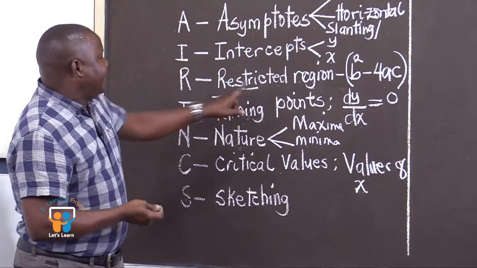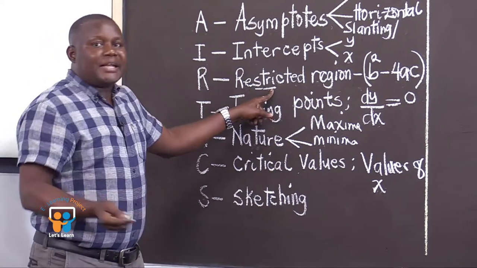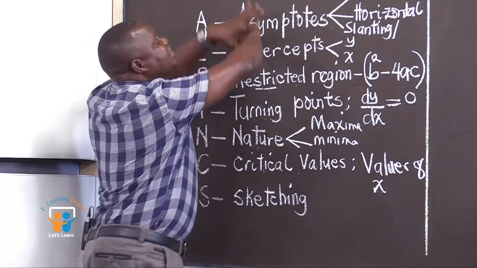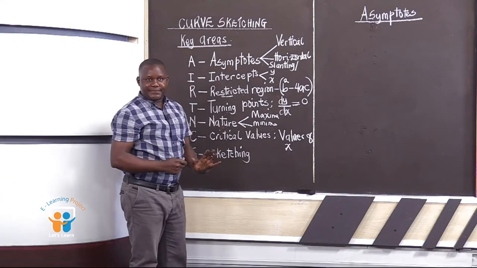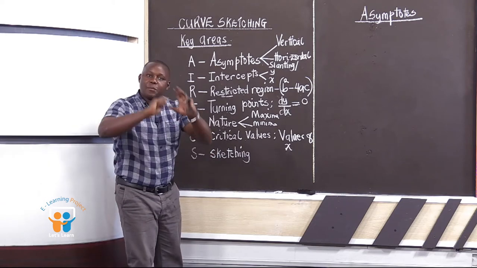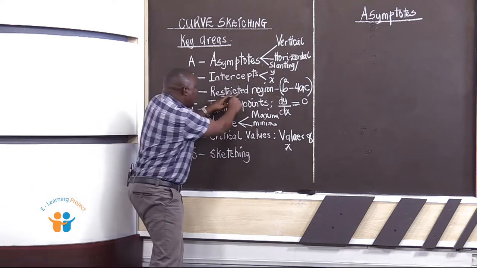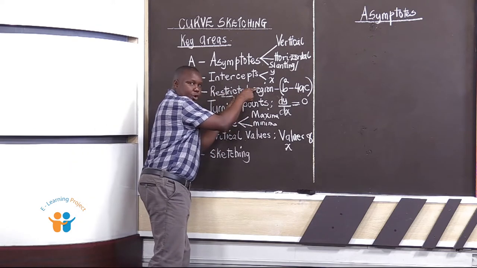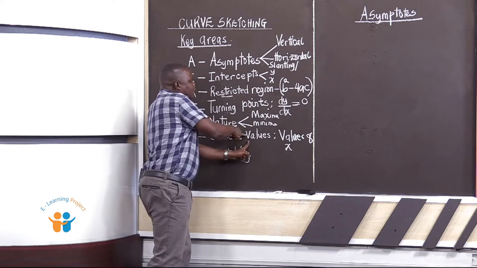You see, under here, we talk about critical values as well. But now here, we will be talking about the critical values of the general equation. All right? The general equation. This one will be having critical values, but they're only for the restricted region. All right? But now we'll have the critical values for the general equation.